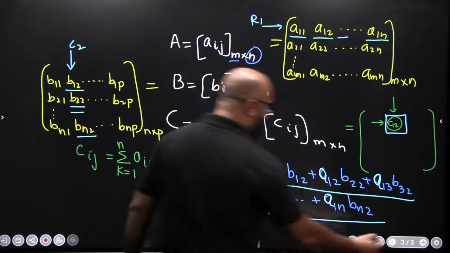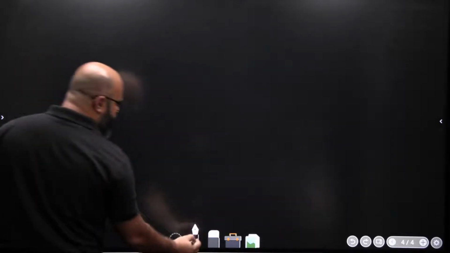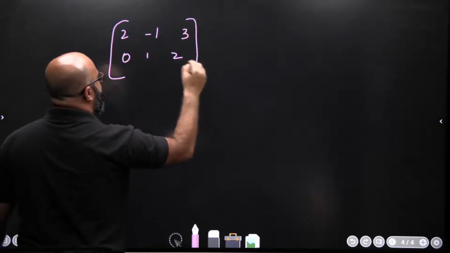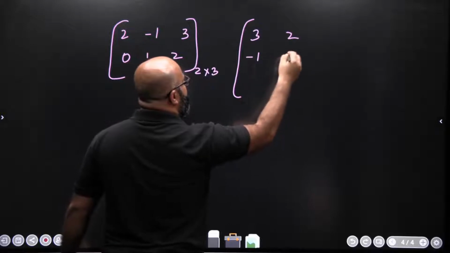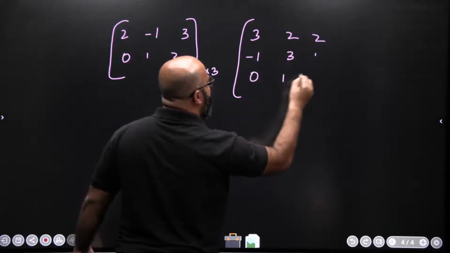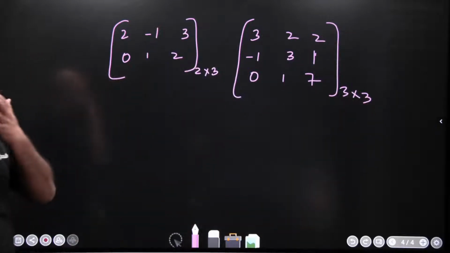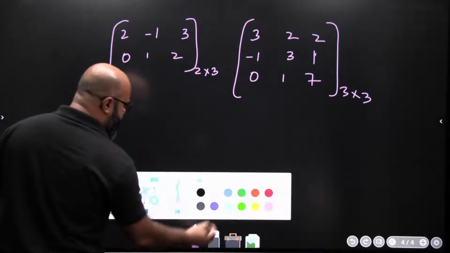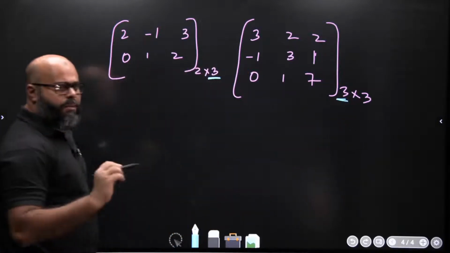So if we now see an example here, I am giving an example and we'll see the matrix multiplication. So what happens here is we have 2, minus 1, 3, 0, 1, 2. This is a matrix which is 2 cross 3, and I am taking another matrix 3, 2, minus 1, 3, 2, 1, 0, 1, 7, like this. This is 3 cross 3. So if we take these two matrices, then when you multiply them, the resulting matrix would be obtained. Like this is 3 and this is 3. So it is conformable for multiplication, right?